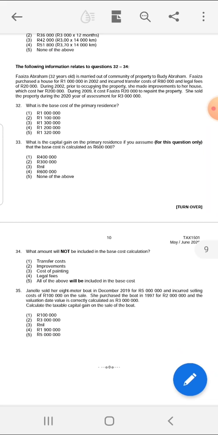What is the base cost for the primary residence? So our base cost here will be the 1 million, and then we add the transfer costs of 80,000, and then we're going to add the legal fees of 20,000, which will lead us to 1,100,000, which will be option 2.